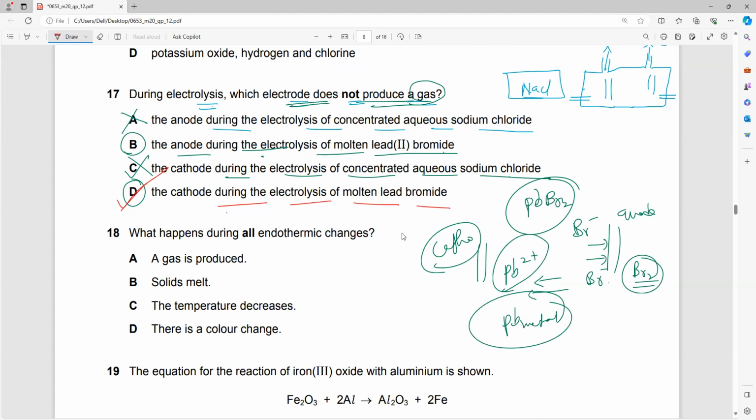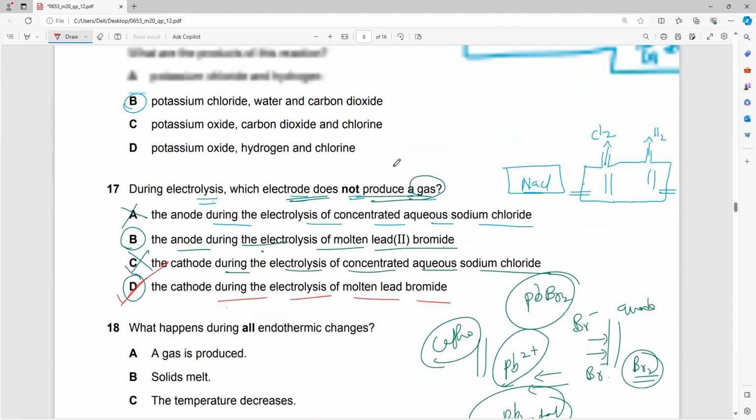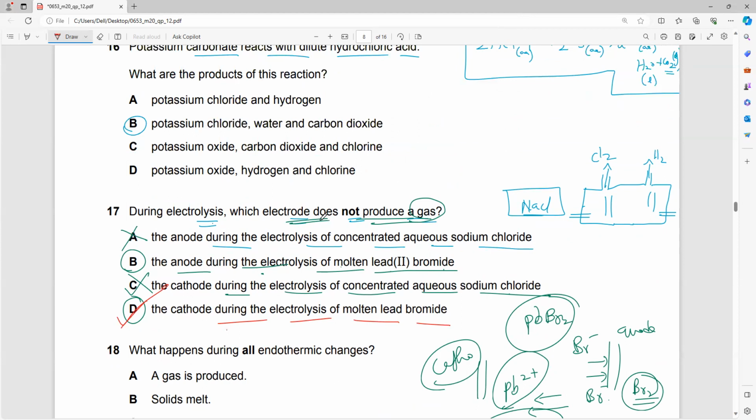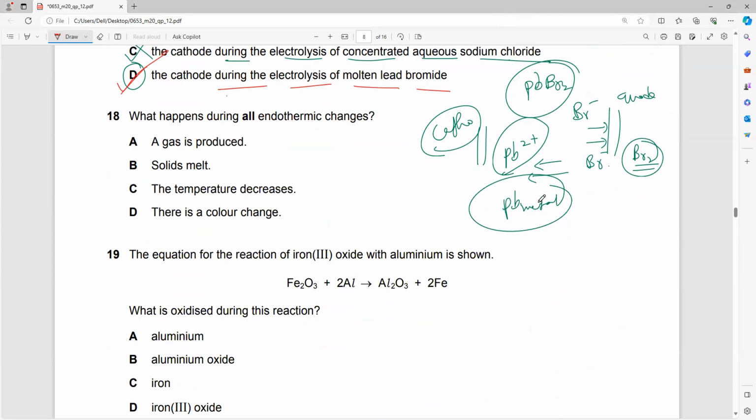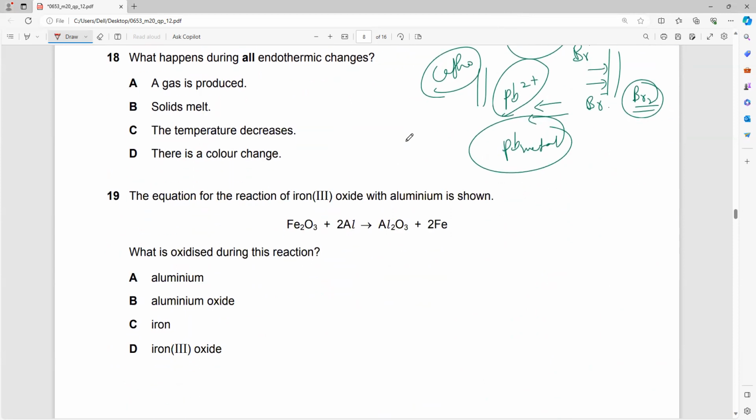Very, very important question. Clear, Hari? They are asking which does not produce a gas, so you have to remember. In the NaCl cases we get hydrogen, as well as oxygen and chlorine, so we are not taking those. Here only lead will come. Clear, Hari? Understand?